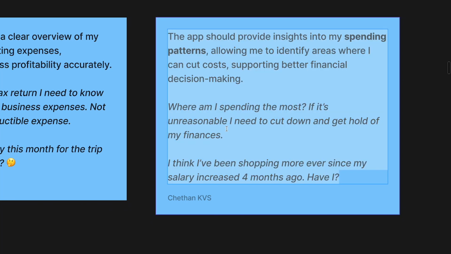And the last one was, the app should provide insights into spending patterns, right? So here's something where I would be like, where am I spending the most? If it is unreasonable, maybe I need to cut down and get hold of my finances. This is something that I would actually think about. And also could be, I think I've been shopping more ever since my salary increased 4 months ago. Have I? So you want to check if your shopping expenses have increased over the past 4 months. This is where the concept of trends comes into the picture. You can do a month-on-month comparison, right?